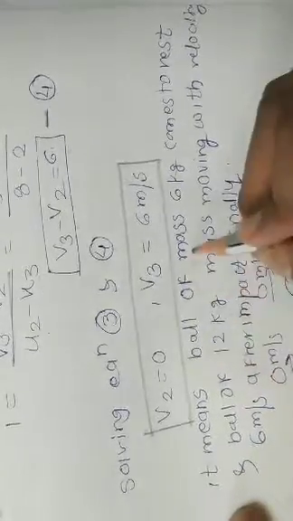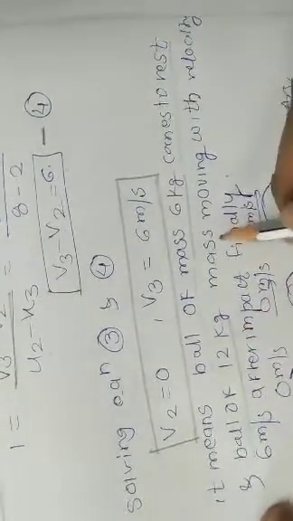Solving 3 and 4, we'll get the values of v2 and v3. After solving, v2 is equal to 0 and v3 is equal to 6 meter per second. It means this second ball, of mass 6 kg, comes to rest, and the third ball of mass 12 kg moves with the velocity 6 meter per second after the impact. So finally we can conclude that during this impact, the first two balls, of mass 2 kg and 6 kg, come to rest, and the third ball of 12 kg mass is moving with the velocity 6 meter per second.